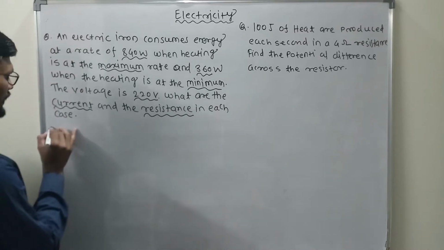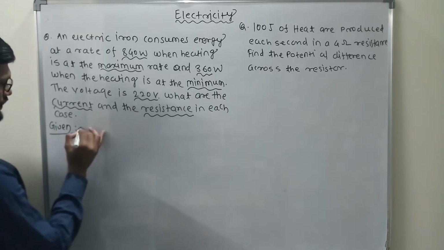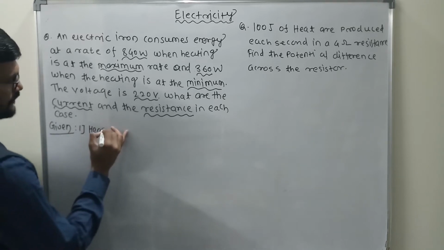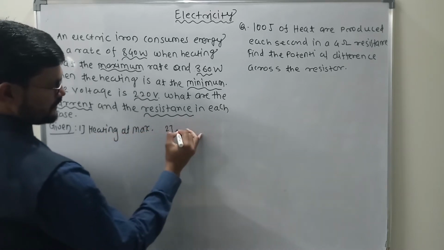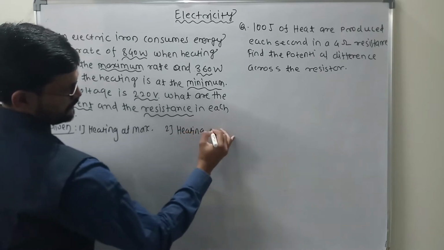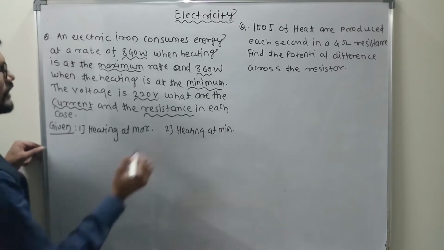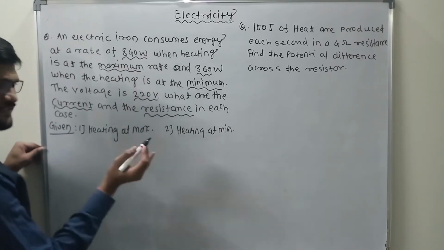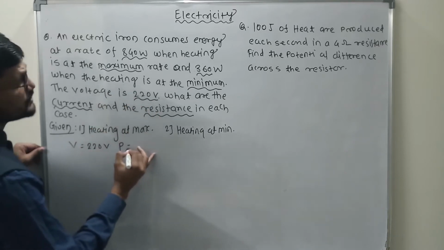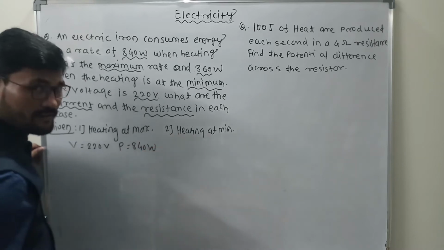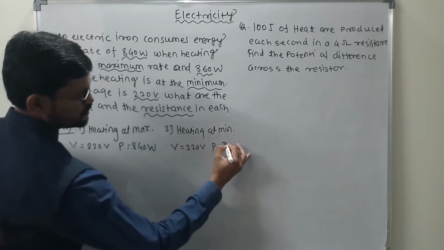So first of all, we'll write down the given. What is given? The first one, heating at maximum, and the second one, heating at minimum. Correct? So when heating at maximum, what is given? Power is given. Let us write it down. V is given. That V is equal to how much? 220 volt. And power is equal to how much? 840 watt. Similarly here, V is the same, that is 220 volt. And P is equal to what? 360 watt.